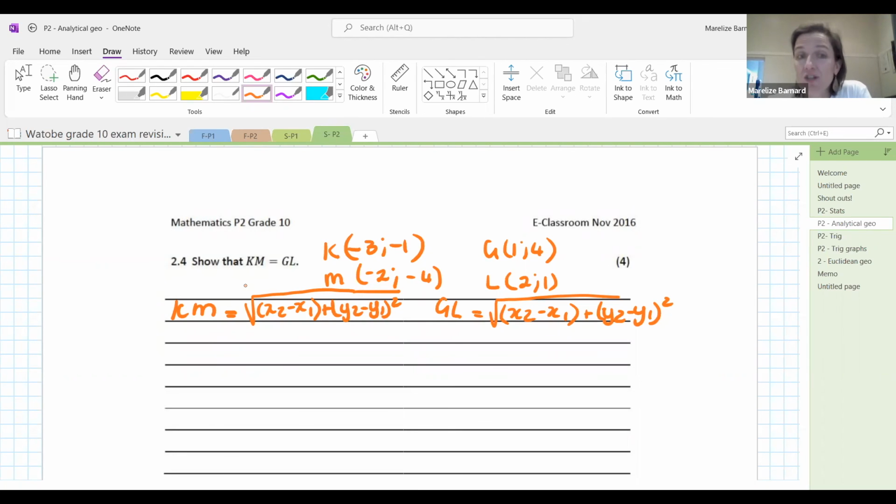So these questions are actually quite nice, because if you're working out and you're getting two distances that are different, then you know you're making a mistake somewhere. Okay, so pop it in the chat as soon as you have an answer for KM and GL.